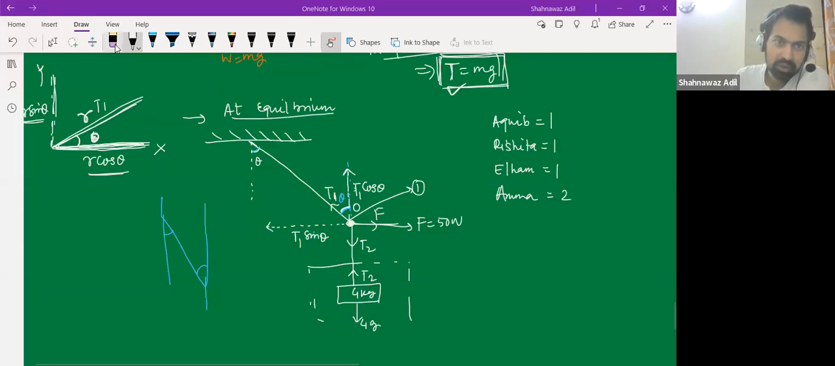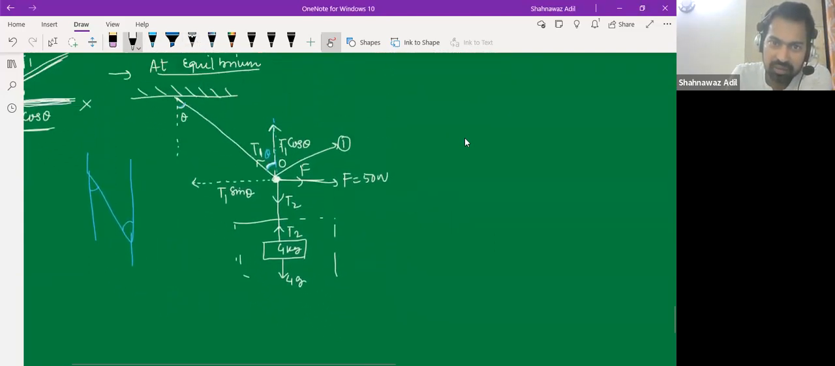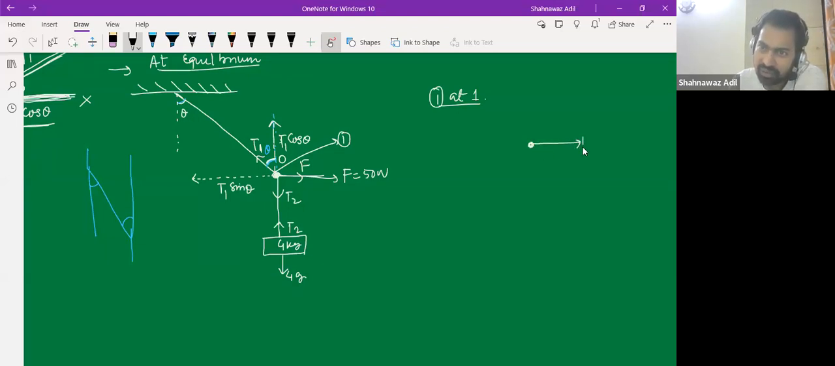Good, guys. So this is what I want, right? Don't bother about the right or wrong answer. So we have these one and two things, right? So at one, let us draw this point. This is point O, and on the right hand side we have F, which is 50 Newton, and on the left hand side what do we have?